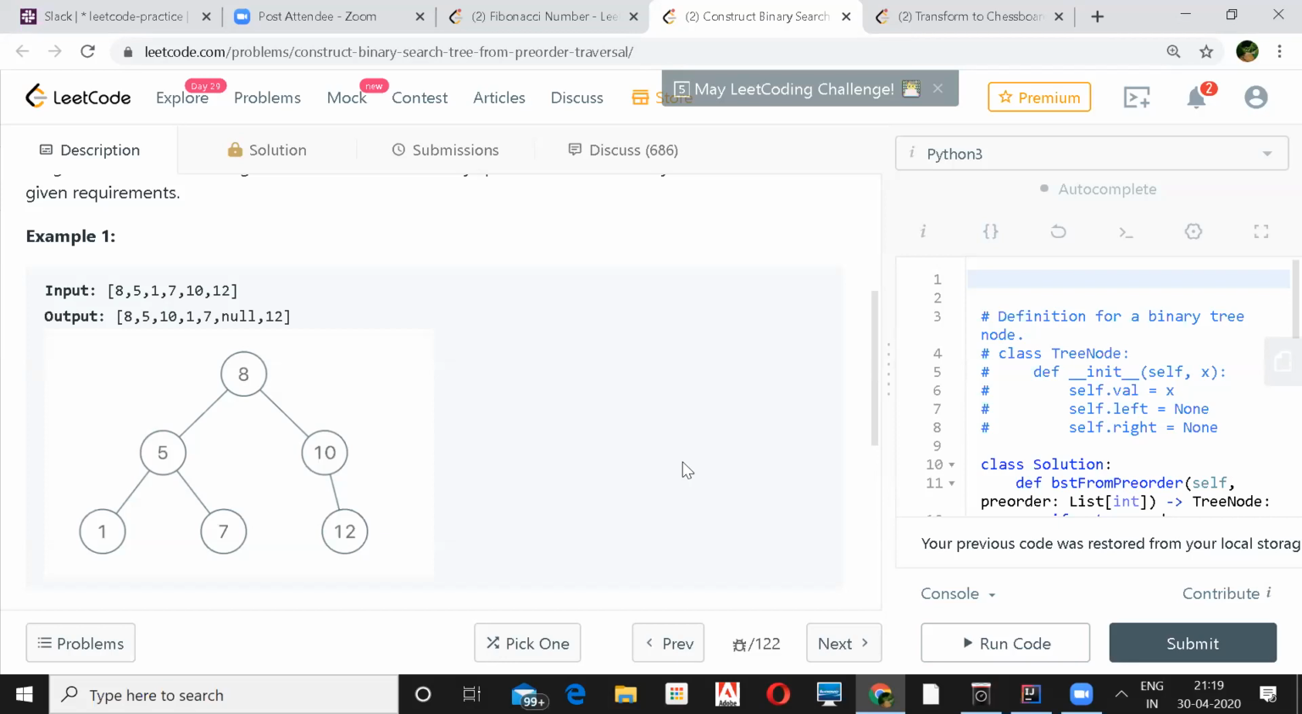If there is a right node to 1, suppose 2, what will happen in that case? 8, 5, 1 will go in the stack, and then you get a 2. I'm just taking an example where there's a right element to 1, which is 2. We keep on adding to the stack 8, 5, 1, and then we get a 2, which is greater than my last element. So do I pop 1, or just put it on the right of 1?